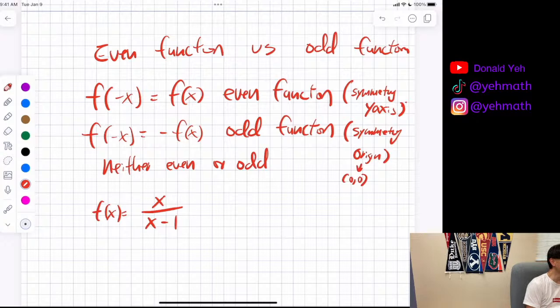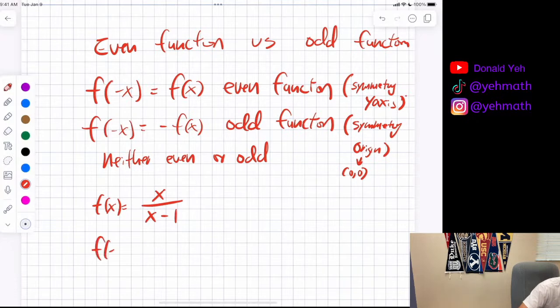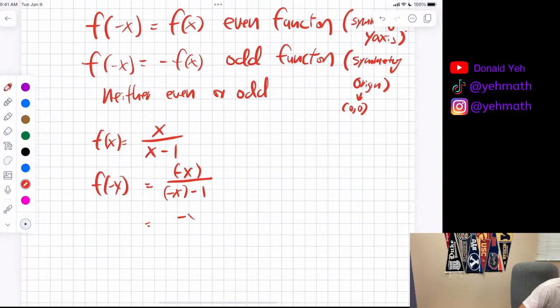Okay, so what happened? Is this even or odd function? Do you guys know? Is it even? Okay, let's try it. So I'm gonna plug in negative x. What does that mean? That means everywhere you have x, you're gonna plug in negative x. So it's gonna be negative x here, right? Negative x minus 1. So this one's gonna be negative x over negative x minus 1. Does that look the same or opposite than before? Actually, it's not the same or opposite.